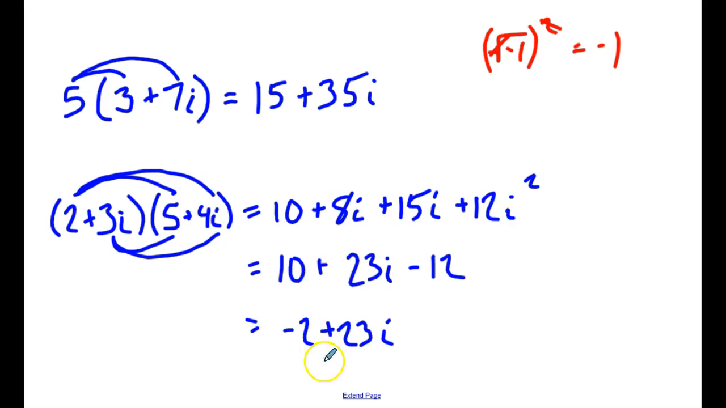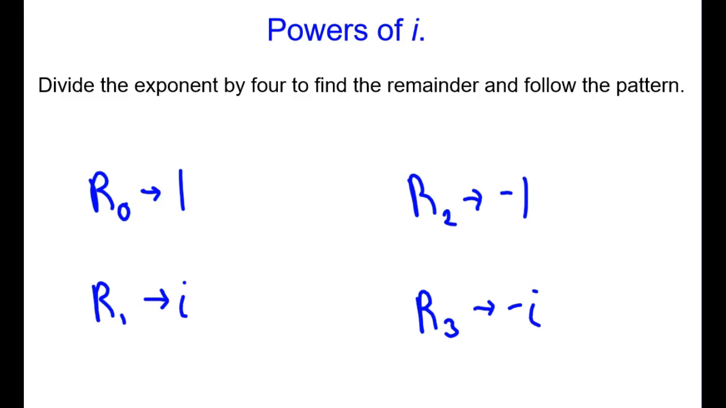Recall the a plus bi form. Our a value is negative 2, the b value is 23. That is how to multiply complex numbers. The last part of this lesson is going to be working with powers of i.